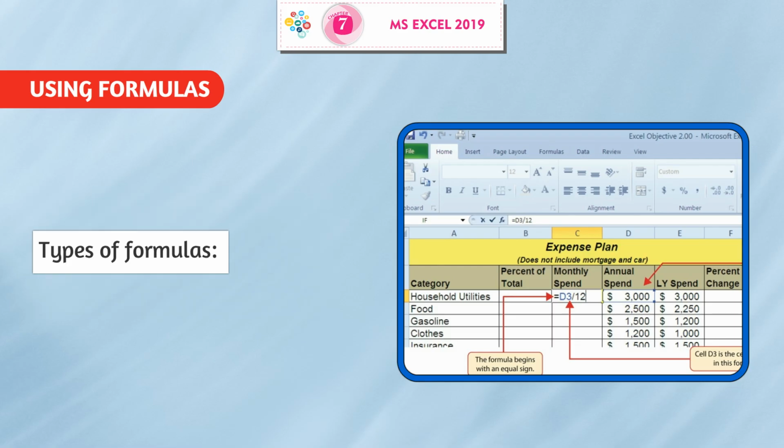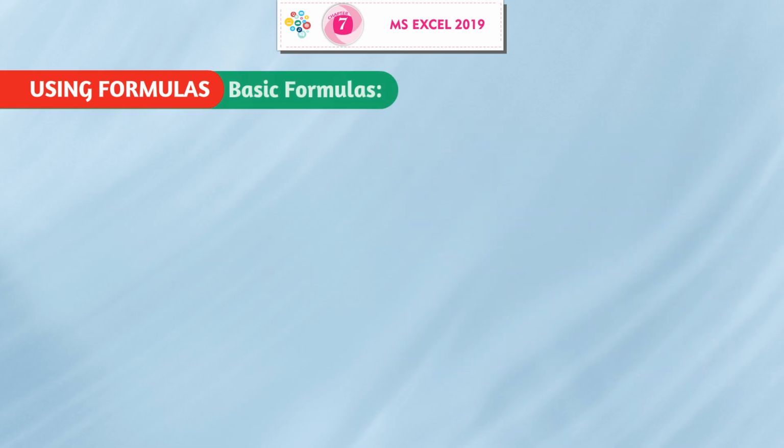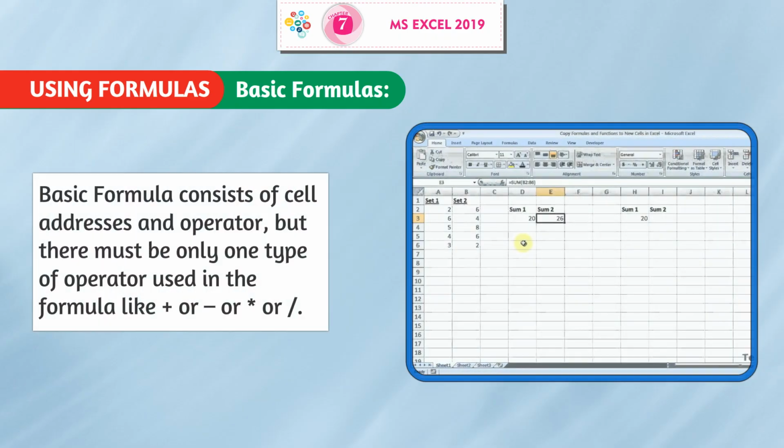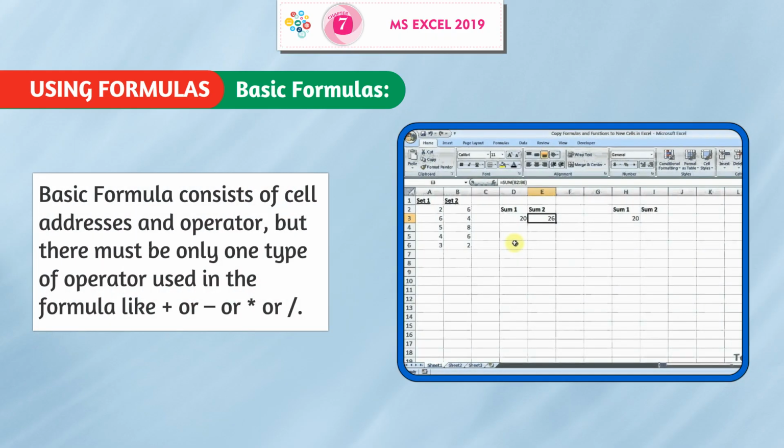Types of formulas. There are two types of formulas. A. Basic formulas. B. Compound formulas. Basic formulas. A basic formula consists of cell addresses and operator, but there must be only one type of operator used in the formula, like plus or minus or asterisk or slash.